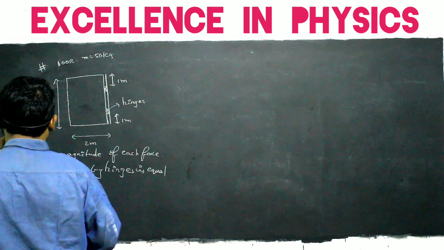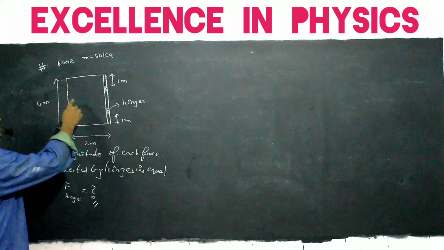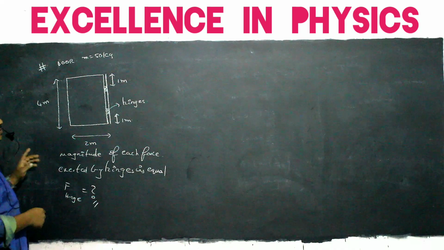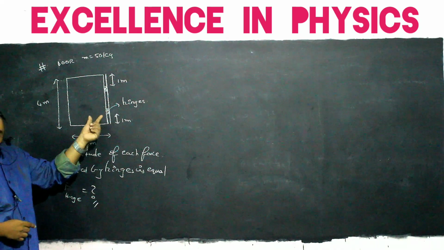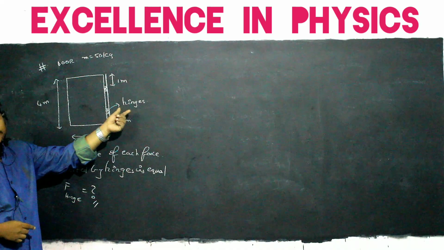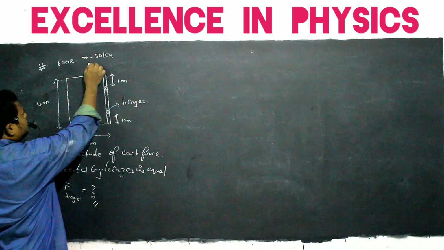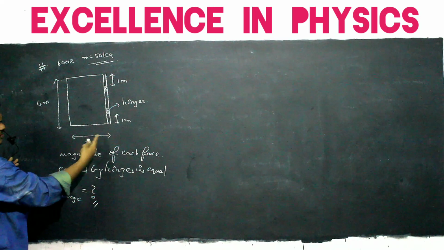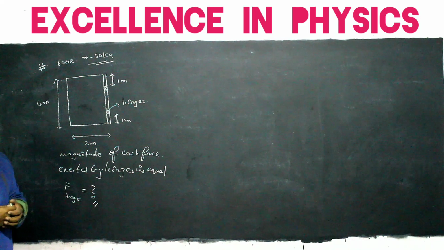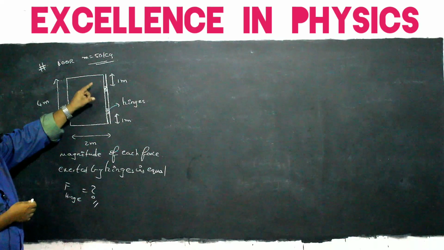I will explain this question. This is a door which is supported by hinges. The door will be supported by supports, which we call hinges. The mass of this door is 50 kg, the height is 4 meters, and the width is 2 meters. And this is the position of the hinges.